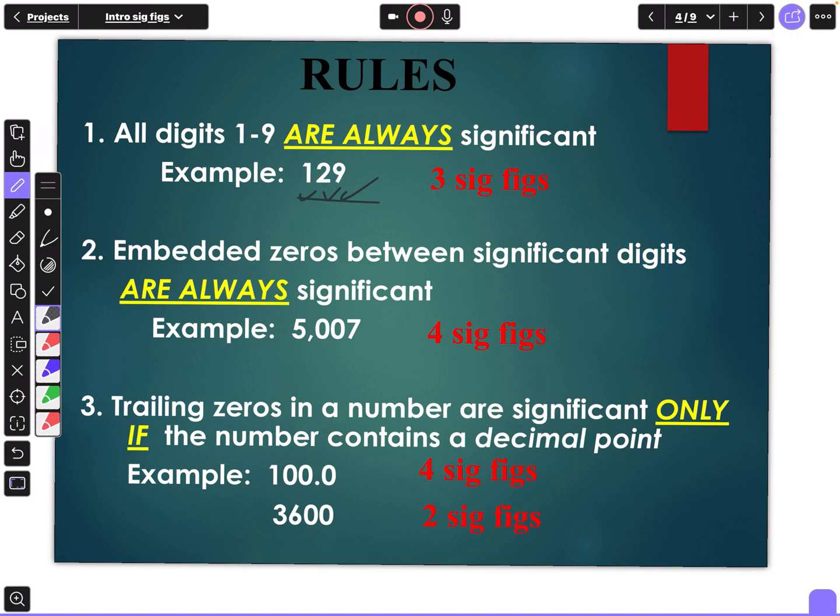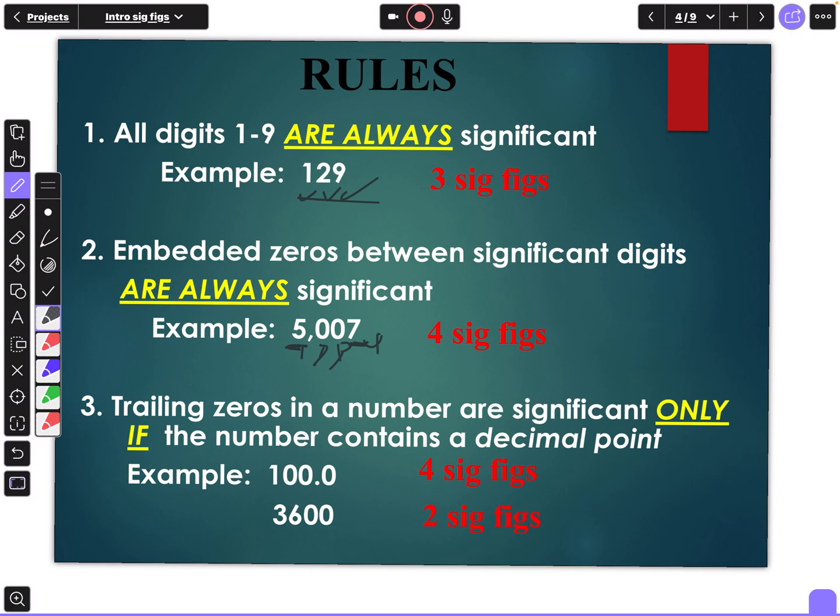Okay, the zeros is where it gets a little bit tricky. You're just going to have to memorize these notes and keep referring back to them. Embedded zeros between significant digits are always significant. What that means is captive zeros, zeros that come in between two non-zero numbers. So if you see 5007, you've got a non-zero number and then 2 zeros in between. We know that the 5 and 7 are significant, and we need to determine if those 2 zeros in the middle are significant. Since they're embedded, they come in between 2 significant digits, so they would be considered significant. The total significant figures would be 1, 2, 3, 4. So we have 4 sig figs.